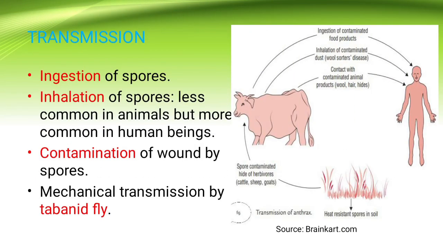Now coming to transmission. The disease is mainly transmitted through ingestion of spores. Inhalation of spores is less common in animals but more common in human beings. Contamination of wounds by spores can also transmit it. The disease is transmitted from one place to another by water, air current and factors like tabanid flies, which is mechanical transmission.